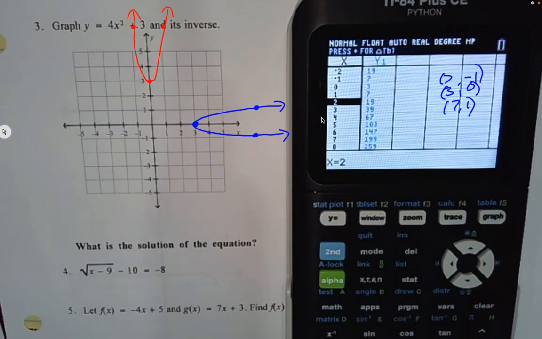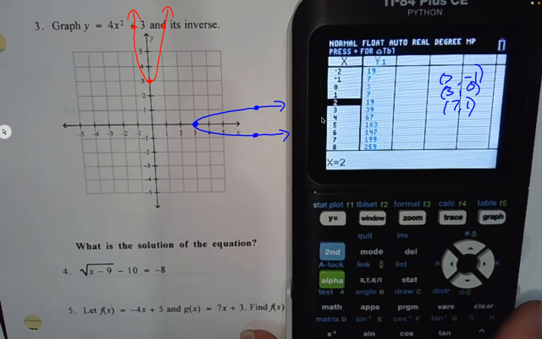I'm going to skip number 4. We already did that one yesterday. Is anybody still working on this one? No? Y'all are good? Okay.